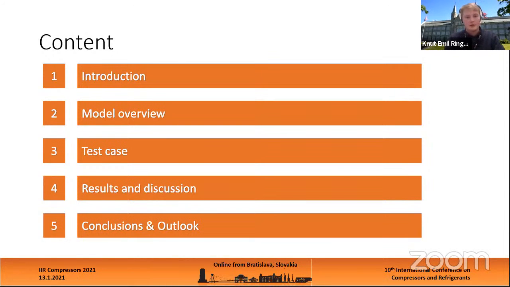The content for today is I will start with a more general introduction on CO2 ejectors, their application and why we want to explore CFD models for these types of components. I will then move over to an overview of the available models that we're investigating in this work before I display the test case we're using and quickly go over some of the results and the discussions before concluding and looking forward. For more details, of course, see the article.